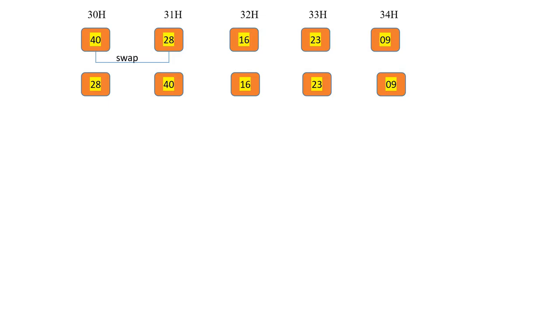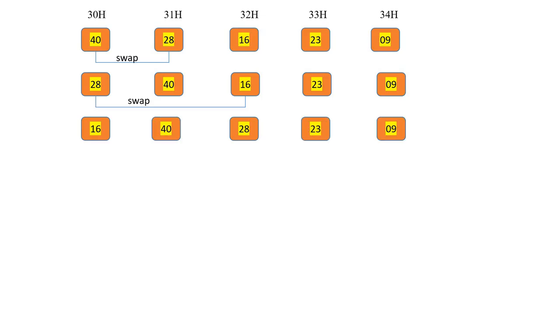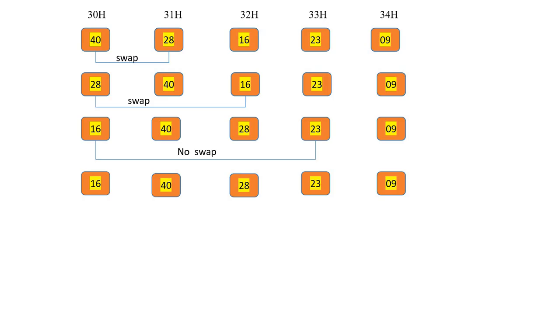Now next we have to compare 28 with 16. 16 is smaller than 28. Therefore, again a swap is needed. So we will get 16 in the 30H location and 28 in the 32H location, and the remaining numbers will remain the same. Next, we will compare 16 with 23. If we compare this, 16 is smaller than 23. There is no swap needed, so the numbers will remain in the same order. So 16 and 23 will remain in the same order, and these will be the remaining numbers.